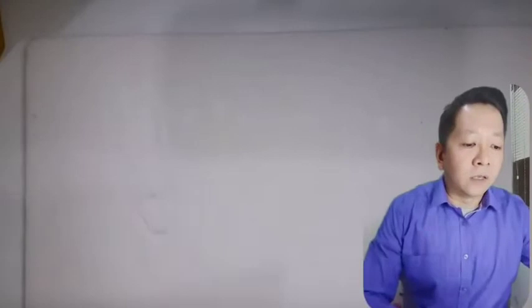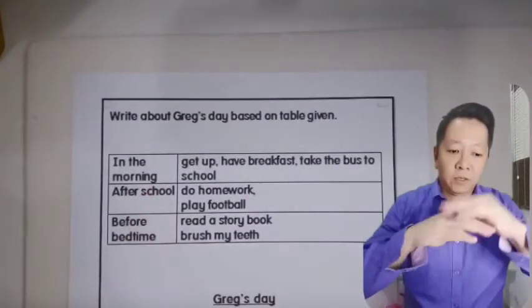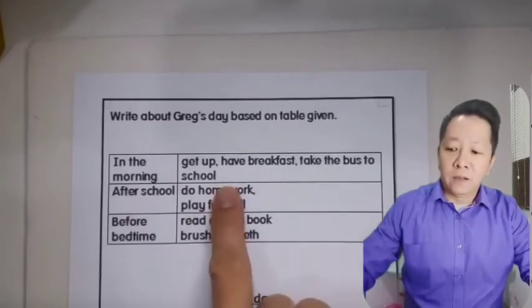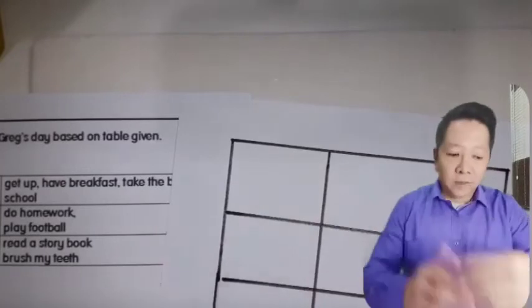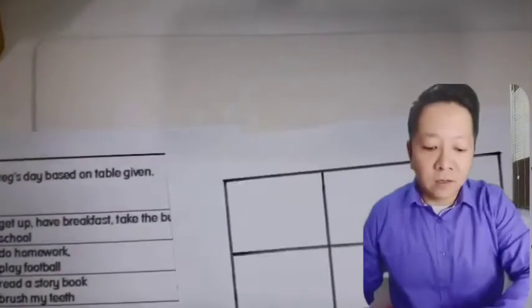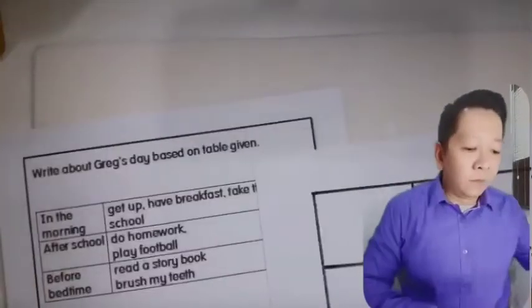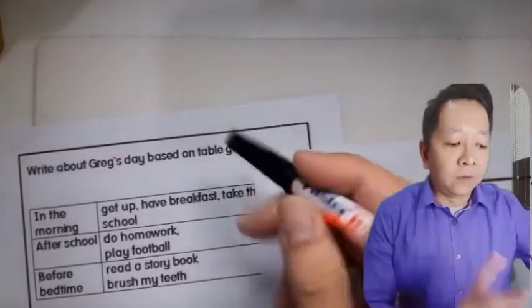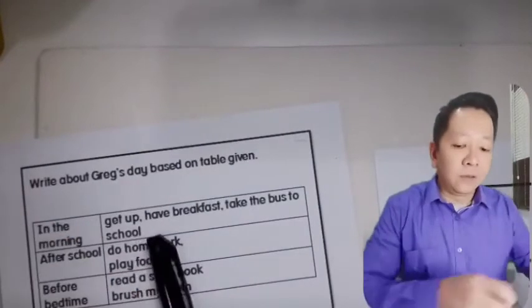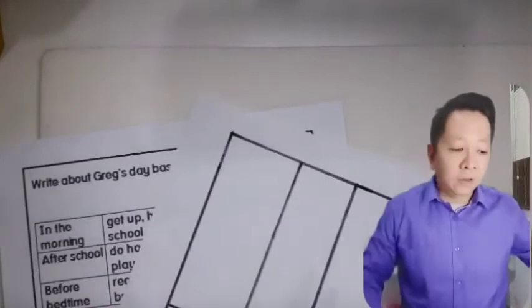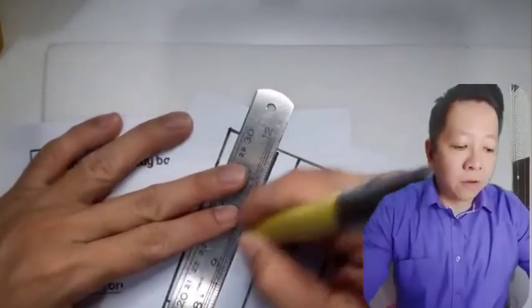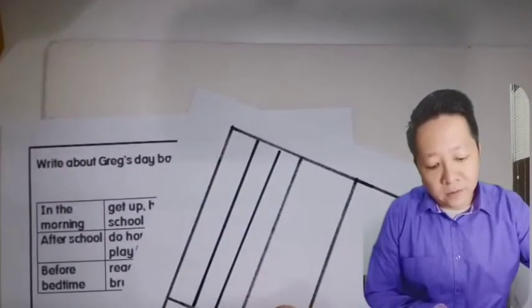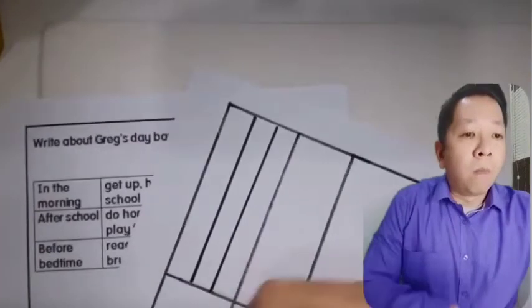First, see this question. You need to construct, okay? You need to build the same table like this. So this is the first paper. The first paper. So you construct a table here. Then you count. One, two, three. So morning, you have three items. You mark a pen. Then write in the morning.